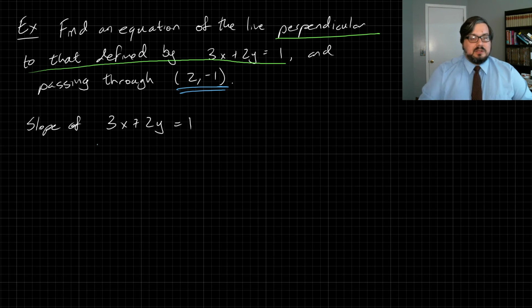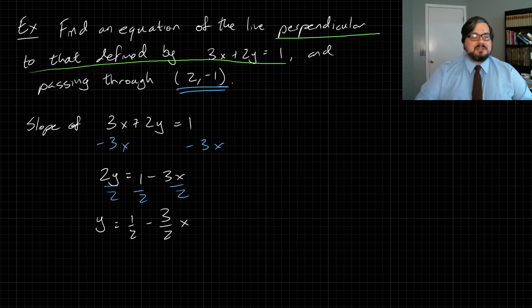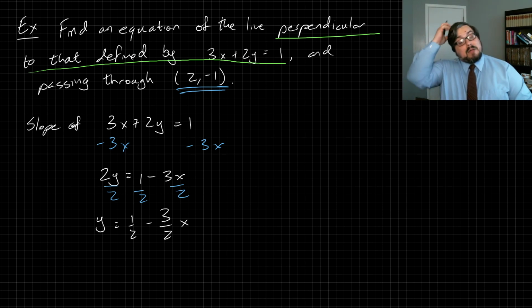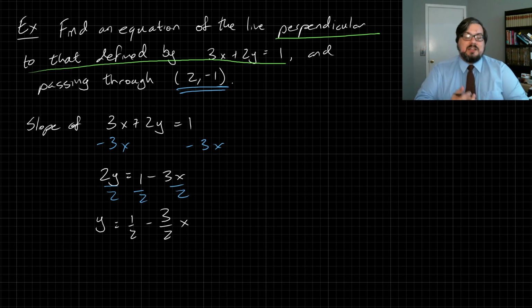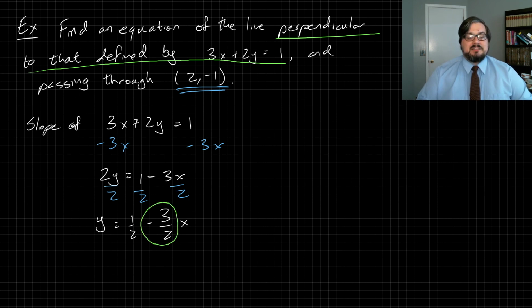And again, the easiest way to do this is to find the slope-intercept form of this line, to solve for y. Let's subtract 3x, get 2y is equal to 1 minus 3x, and let's divide everything by 2, and we'll get y equals 1/2 minus 3/2 x. Now, I've written it this way because we often run into equations of lines that are written this way. We still consider this to be in slope-intercept form because all that we've done is change the order of the terms. We've put the x term second, and then the constant term first.